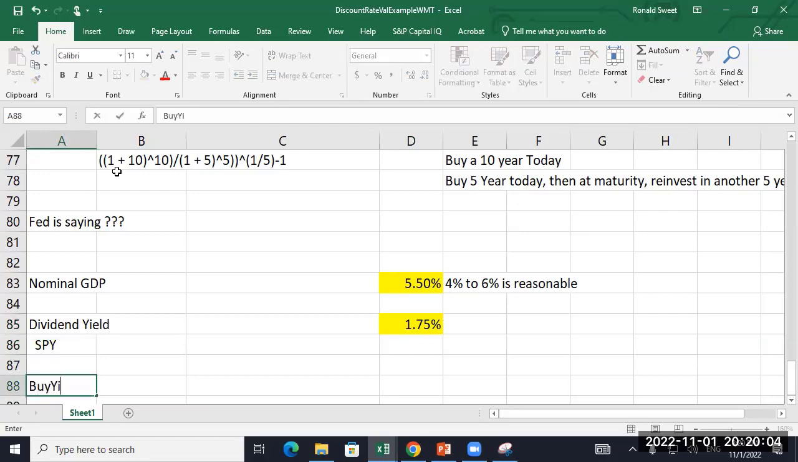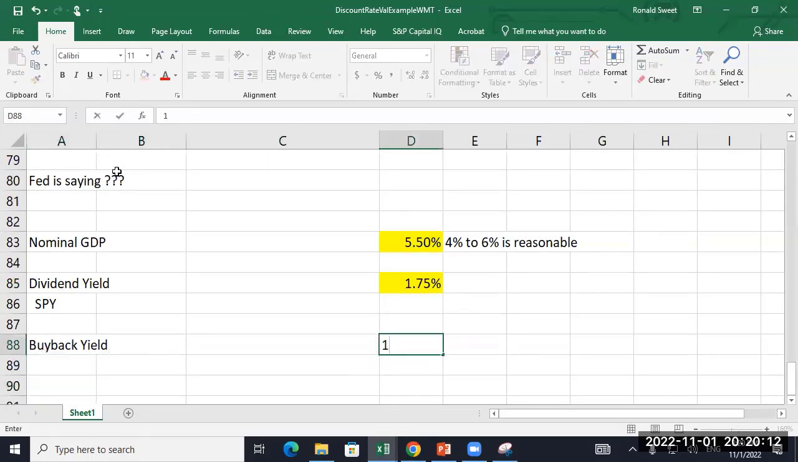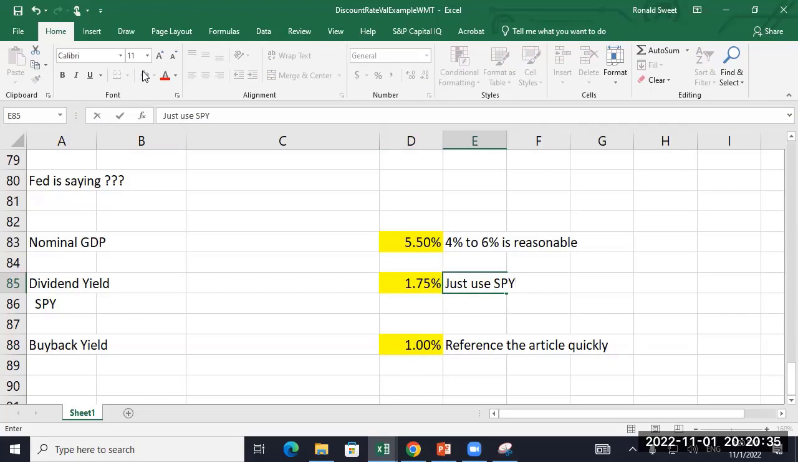And then the buyback. I'm going to use 1%. And here you probably need to reference the article. Quickly, I don't need anything extensive, but reference the article there. You don't need a reference here. Just use SPY. You don't have to say where you got it from. You can just say the current dividend yield on the S&P 500 is about 1.75%, according to an article from Roger Ibbotson et al. We need to add anywhere from 1 to 1.5% for buyback yield, because companies have been doing significant buybacks. His article really argues more 1.5, but.